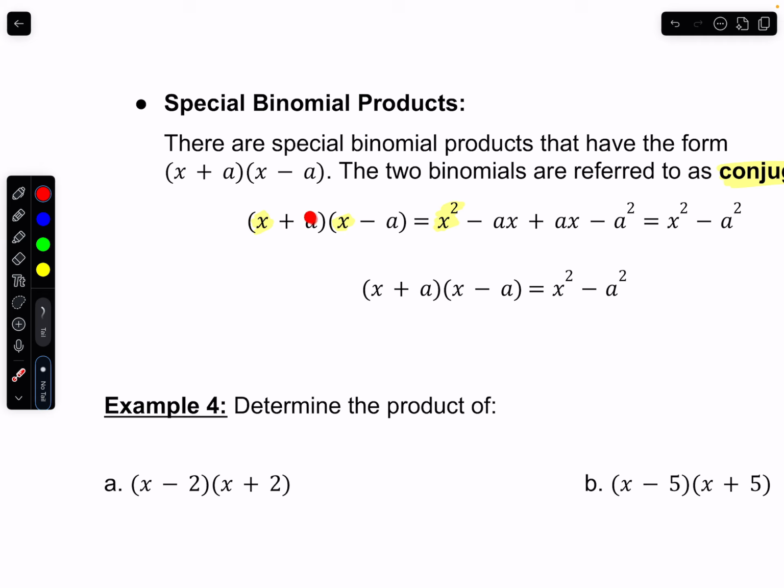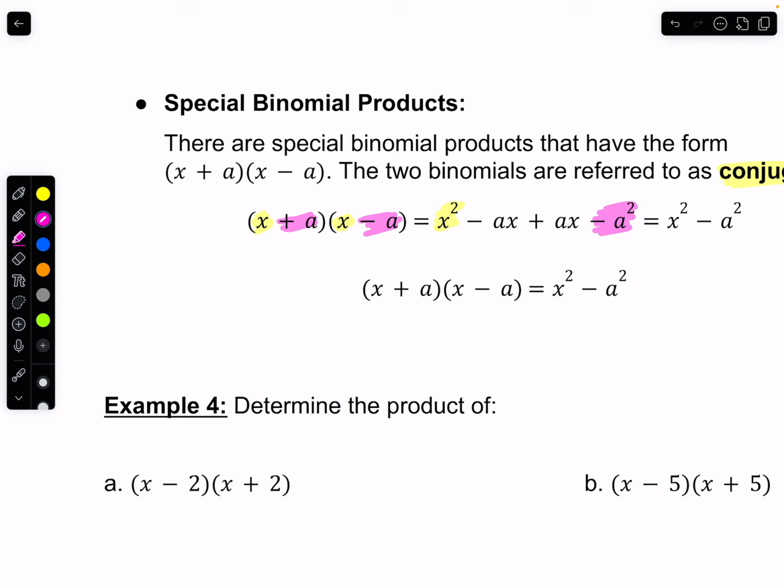Now I'm going to move over to the a. If I distribute the a, I do a times x. That's going to give me a positive ax right here. And then when I distribute the a to the negative a, I get a positive times a negative, which is a negative, and a times a is a squared. So a times negative a will give me negative a squared. And that part is right here.